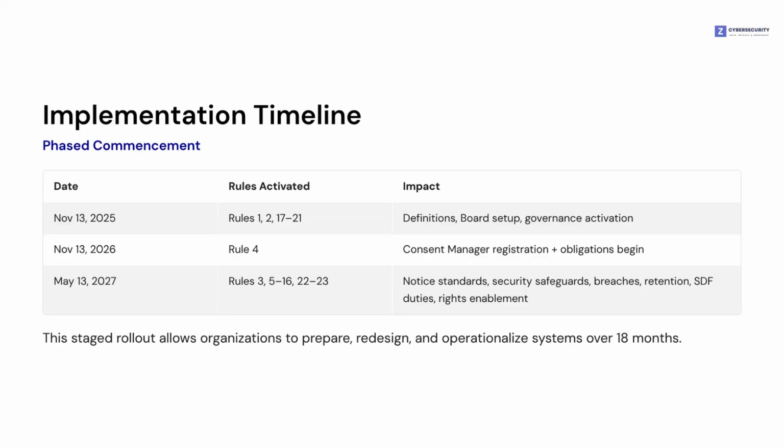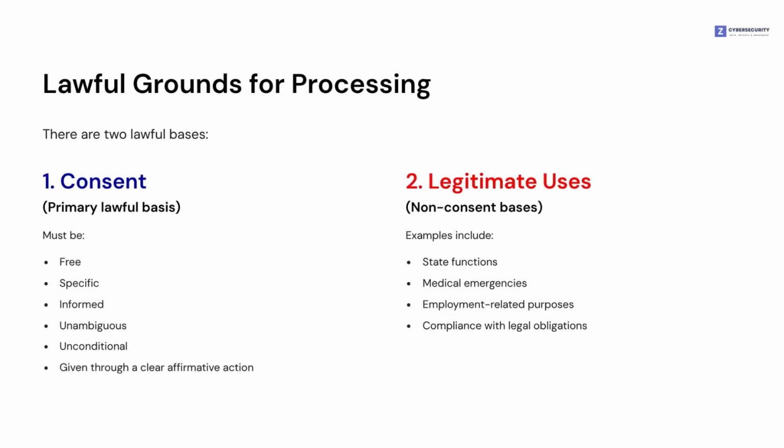Let's move to one of the most important parts of the DPDP Act, lawful grounds for processing. Lawful grounds under the DPDP Act: there are only two legal grounds to process personal data. 1, consent, which must be free, specific, informed, unambiguous, unconditional, and given through clear affirmative action. 2, legitimate uses, which include employment purposes, legal obligations, state functions, and emergencies. In simple terms, payroll processing, legitimate use. Attendance logs, legitimate use. Marketing emails, consent required. Optional surveys, consent required. If you want a full deep dive on valid consent versus dark pattern consent designs, tap the I button on your screen.